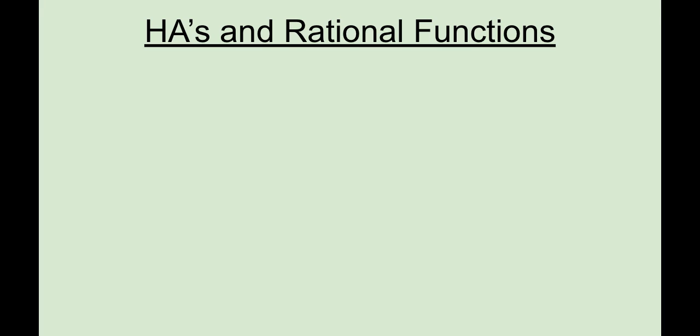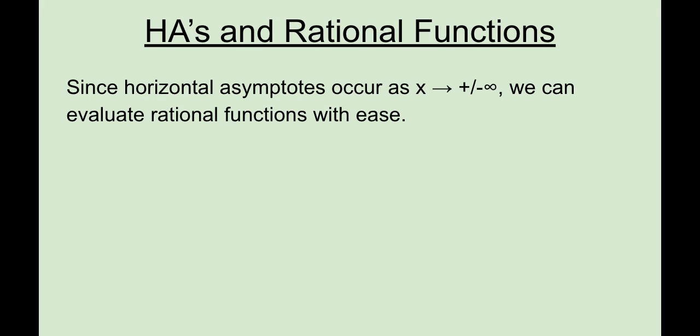Okay, so now let's talk about horizontal asymptotes and rational functions. It's a really nice thing since horizontal asymptotes occur at plus and minus infinity, so it's the infinite part, we can actually evaluate rational functions with ease. If I have something weird like this, rational just means a fraction of functions. I have a polynomial on the top and a polynomial on the bottom.